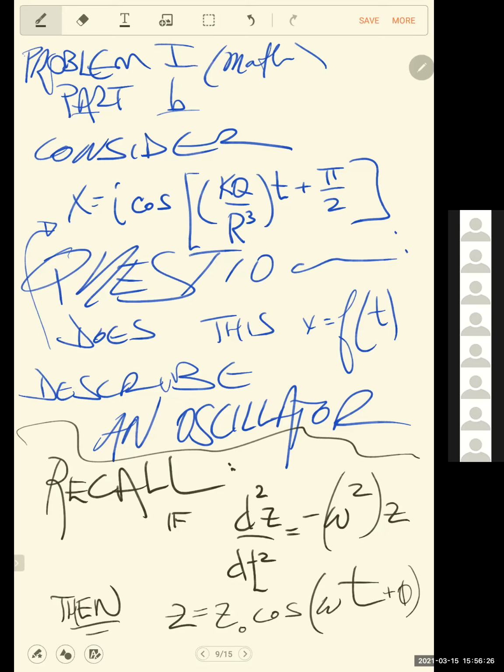I want you to understand that whatever z is, as long as it fits that differential equation, then it will be solved by that cosine expression. And whatever's in the parentheses, it might not look like an omega, it might not look like an omega squared, but as long as it's a constant, then the square root of it is the angular frequency of the oscillator.